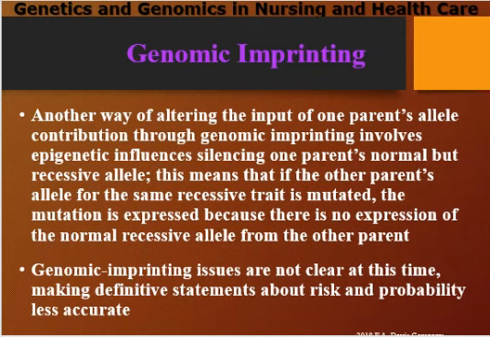Okay, so another way of altering the input of one parent's allele contribution involves the epigenetic influence silencing one parent's normal but recessive allele, which is what we talked about just a little while ago. So if one parent's allele for the same recessive trait is mutated, the mutation is expressed because there is no expression of the normal recessive allele from the other parent. Genomic imprinting issues are not terribly clear at this time, so definitive statements on risk and probability are less accurate. There's a wide range of results here.